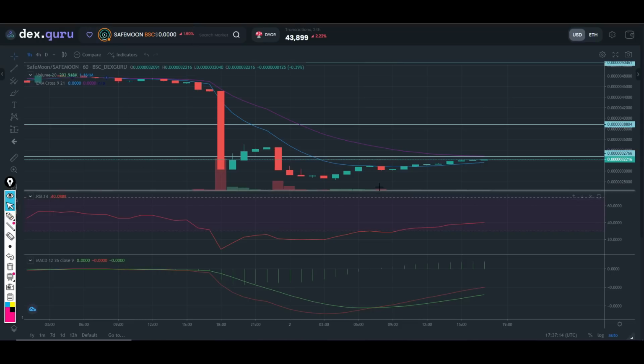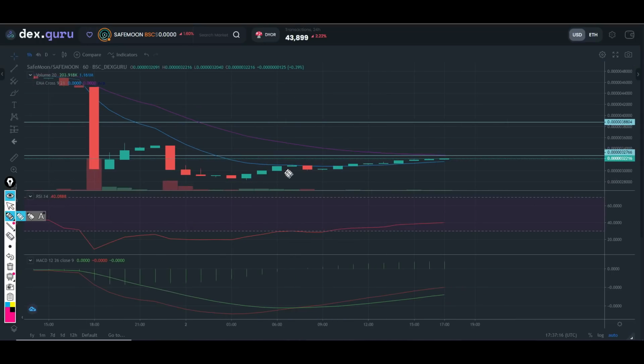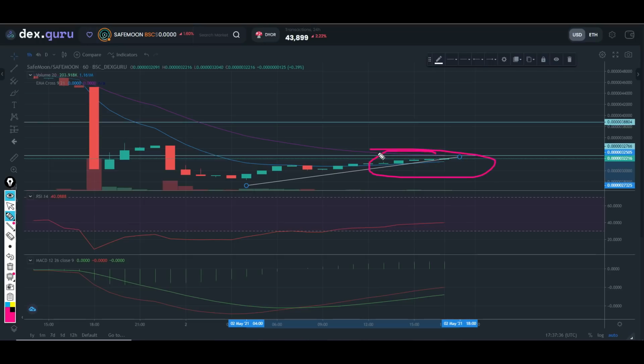But taking a look at what's been happening for the last few hours, we can see that we finally begin forming higher highs and higher lows. We're finally beginning to enter this uptrend again and change direction. And apart from that, we've broken above the 9 EMA on the hourly chart, and the 9 EMA shows the shorter term average price of any security. So the fact that Safemoon is above it shows that buyers are willing to pay a premium compared to the shorter term average price of Safemoon.